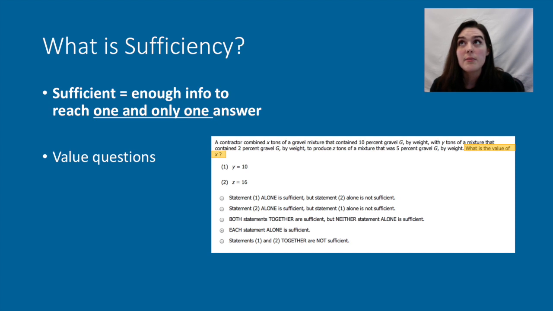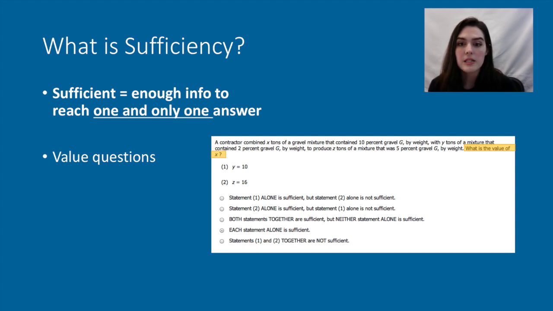We are able to solve using the information we have. But say with statement 1, we determine x is greater than 5. Well, that means x can be 5, it can be 6, it can be 8.2. That's not enough information to solve, so that is insufficient. Or if we determine x can be 5 or 3, again, that's 2 answers. That's not enough for one and only one answer. So that would, again, be insufficient.